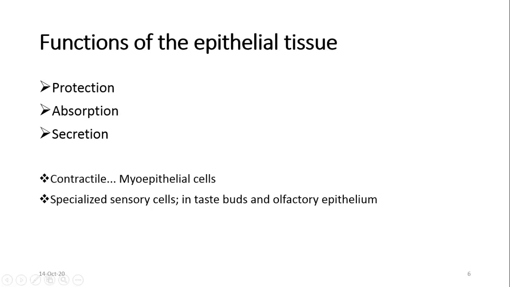The other specific functions of the epithelial tissue: some specific cells can be contractile cells, like myoepithelial cells. We will talk about these types of cells later in the coming lectures, inshallah. Also, we have specialized sensory cells, which are epithelial cells found in taste buds and in the olfactory epithelium, concerned with smelling.